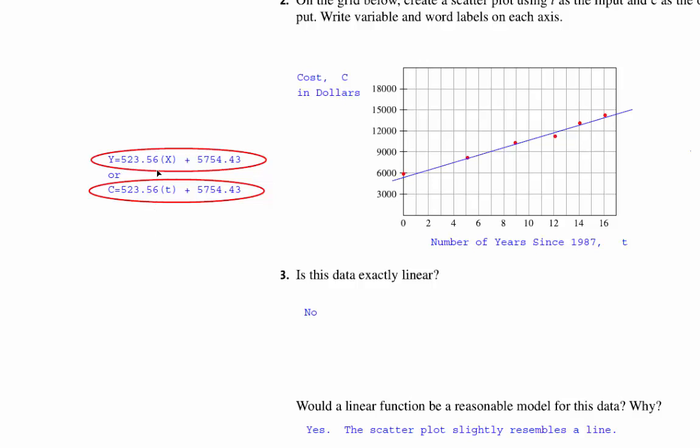Now notice I rounded to 2 decimal places because I'm thinking about money, right? $523.56. So it seemed like going out 2 decimal places was appropriate. I believe the book actually went 3 decimal places, but that's not really a big deal.